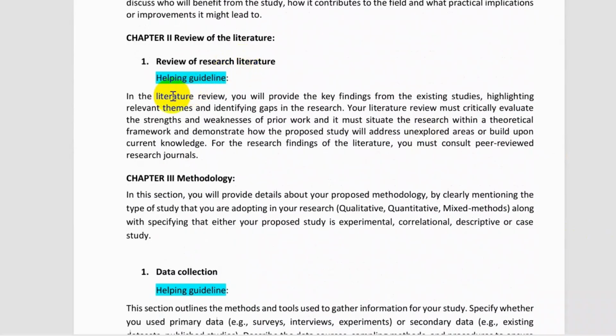So this is the critical part of your research project, where you have to review the existing research related to your chosen topic. Now, what you need to do in this section is provide the key findings from any existing studies, along with highlighting any relevant themes and identifying any gaps in the research, right? And in literature review, you're also required to critically evaluate any strengths and weaknesses of previous work, showing how your study fits within this existing body of knowledge.